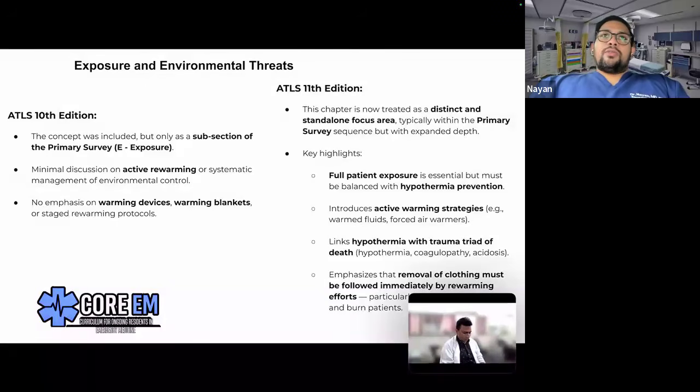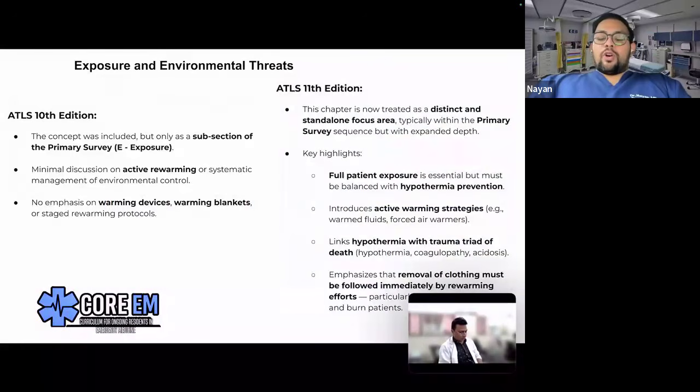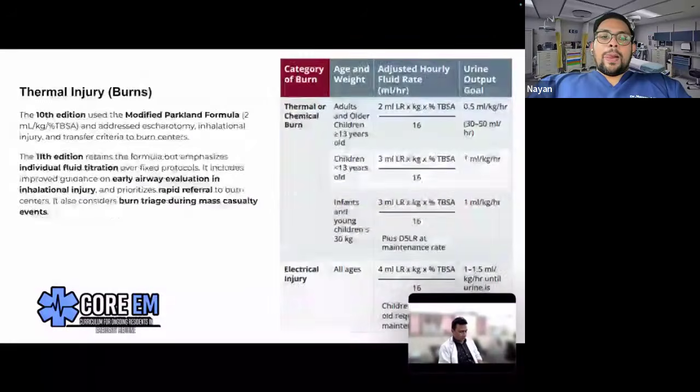They're emphasizing this deadly triad, or lethal triad, of trauma. In the 10th edition, this triad was only mentioned in the circulation part, in the shock part. So now they are also mentioning this triad in the hypothermia part, obviously because hypothermia is an integral part of it, and they want us to remember this while dealing with hypothermia. Apart from that, forced air warmers and all of that are also mentioned.